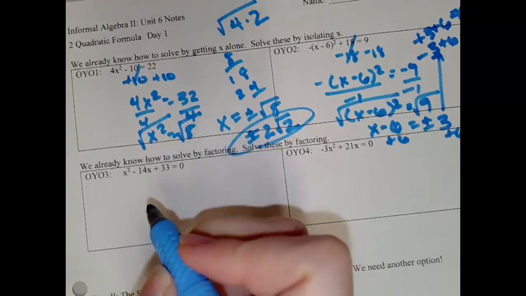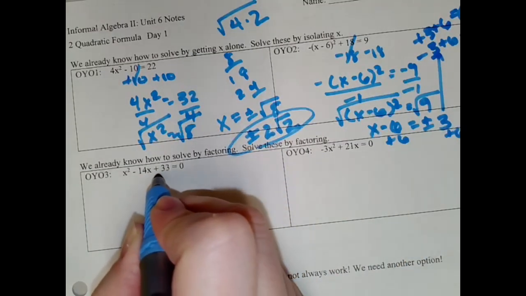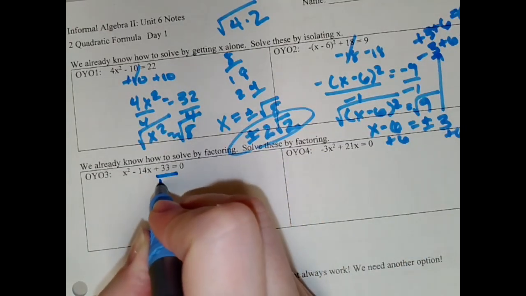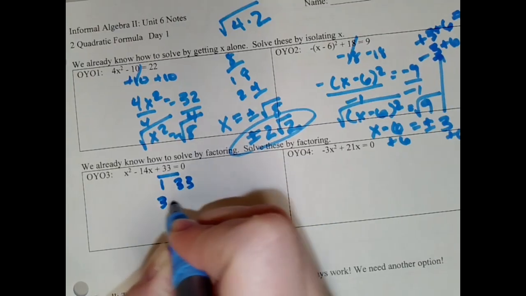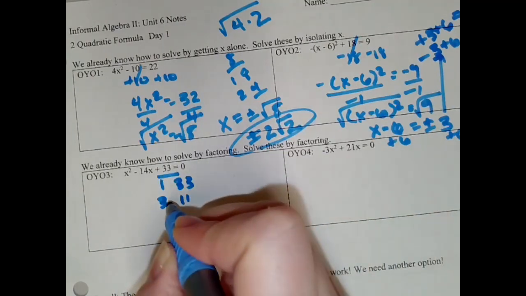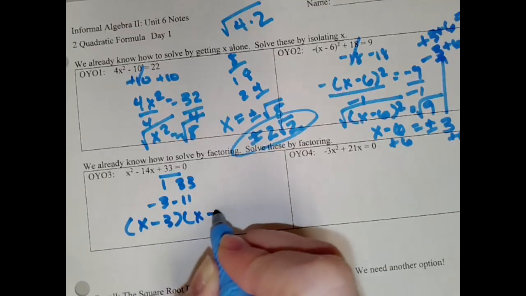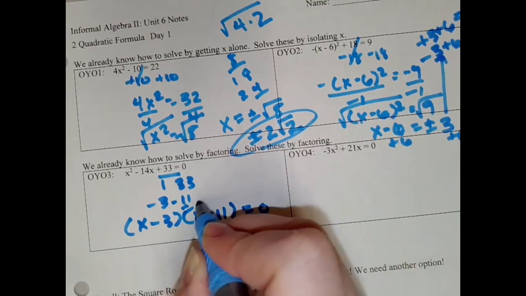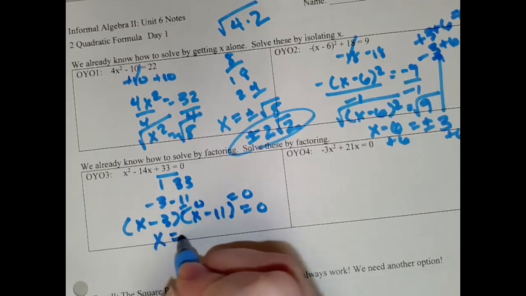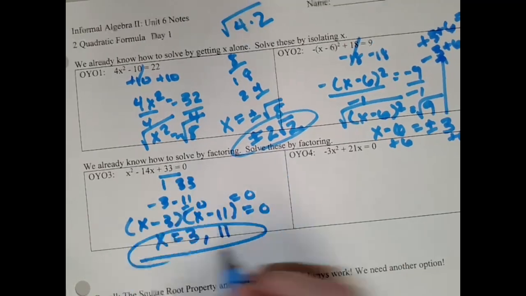We also know how to solve by factoring. So this is a trinomial where a is 1. I can do guess and check, 1 and 33, 3 and 11. Because it's positive, using same signs to get negative 14 when it adds. This is your factored form. Set each part equal to 0. It gives you your solutions of 3 and 11.